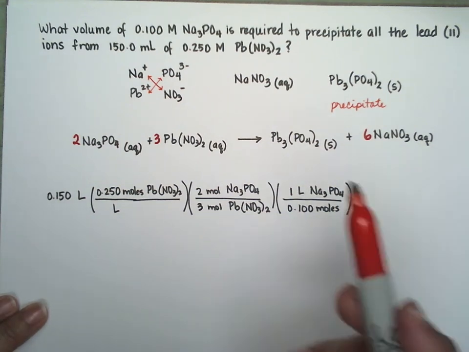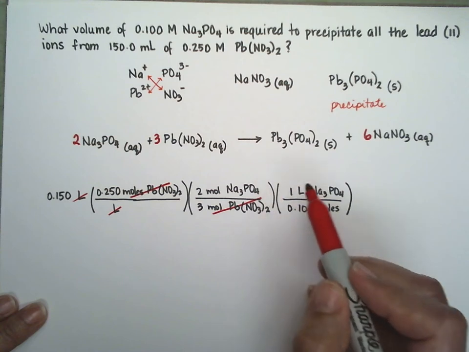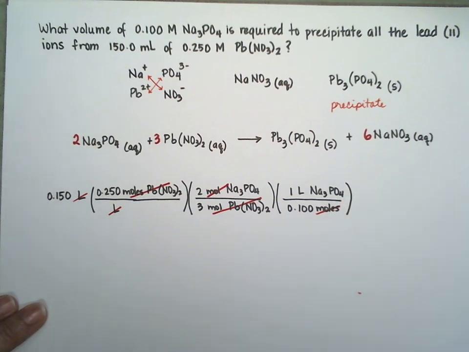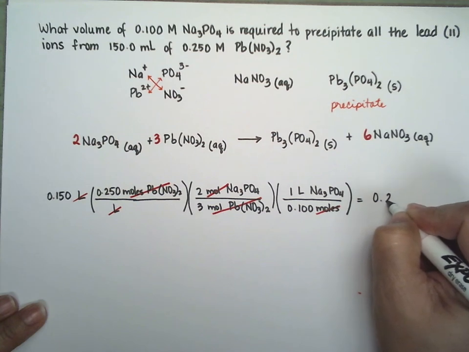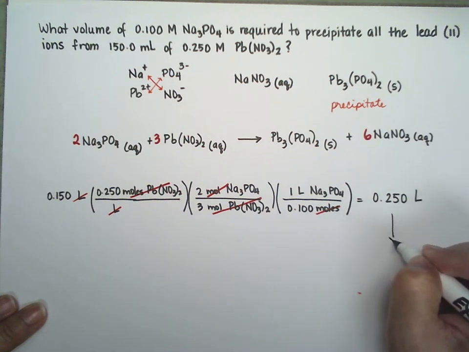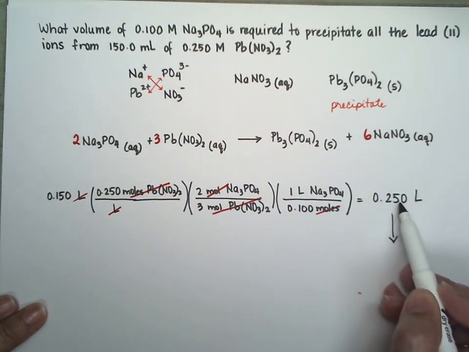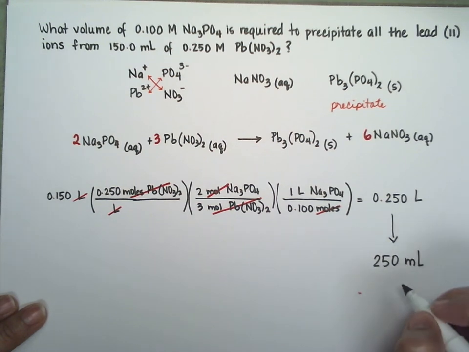Okay, I like to always make sure that I cancel my units. The last unit is the moles, and I am left with liters, so that's your volume. So you plug all that into your calculator. That gives you a quarter of a liter, 0.25 liters. If you wanted to go from liters to milliliters, now we're going to move the decimal point to the right 3 spaces. So that is actually 250 milliliters of your sodium phosphate solution.